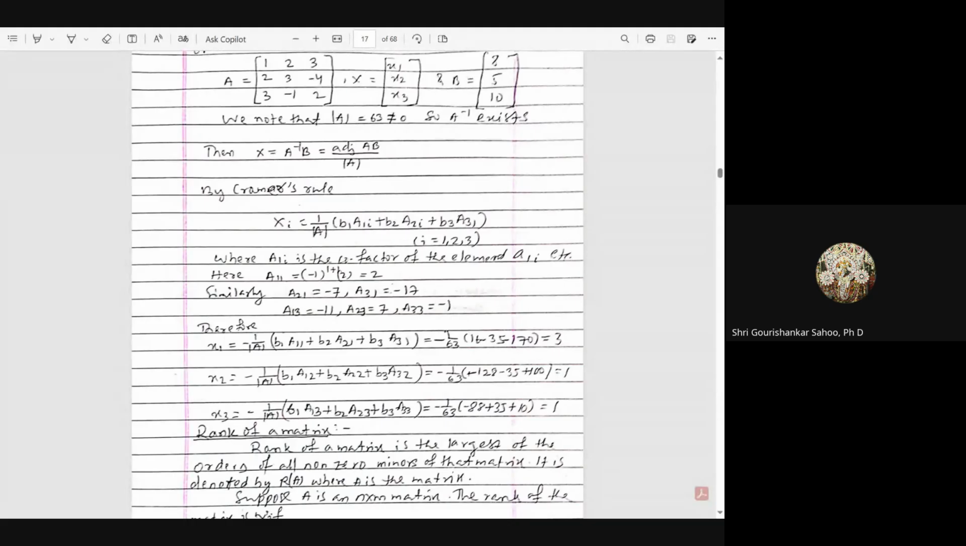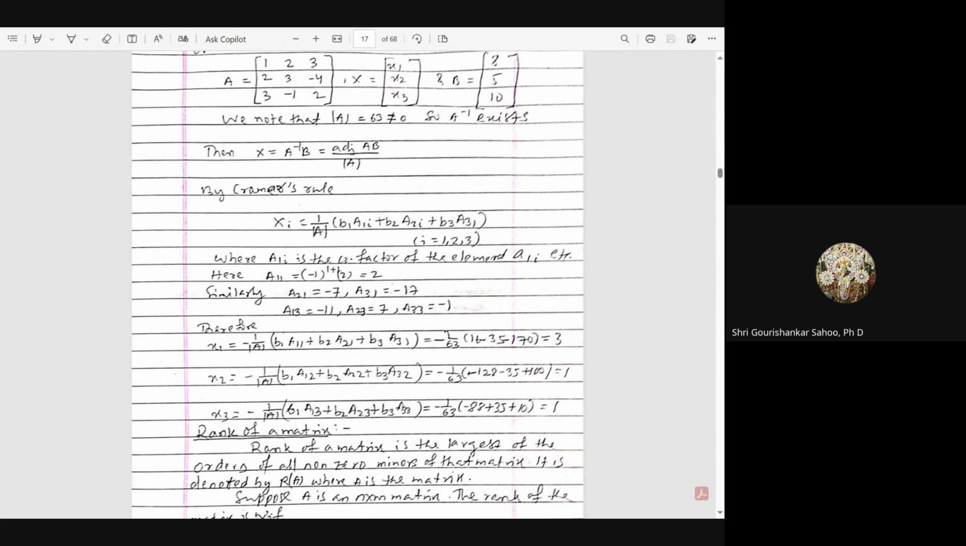So your A11 can be written as the determinant multiplied by the sign factor. So your A11 is equal to how much? A11 is equal to minus 1 to the power 1 plus 1 multiplied by 2, is equal to 2. So the cofactor of A11 is equal to 2. Similarly, A21 is equal to minus 7, A31 is equal to minus 17, A13 is equal to minus 11, A23 is equal to 7, A33 is equal to minus 1. And arrange these in the format shown in the expression.